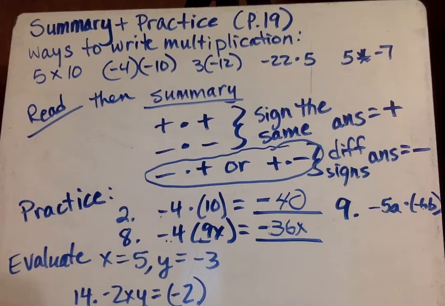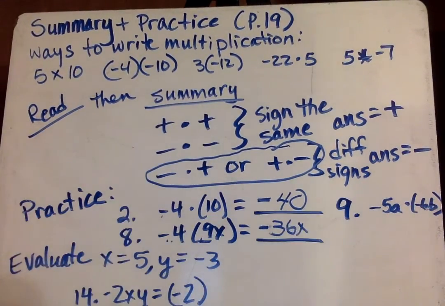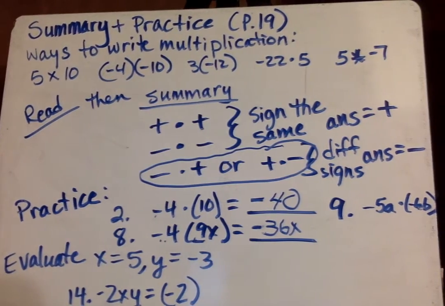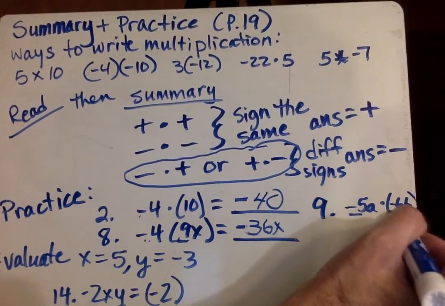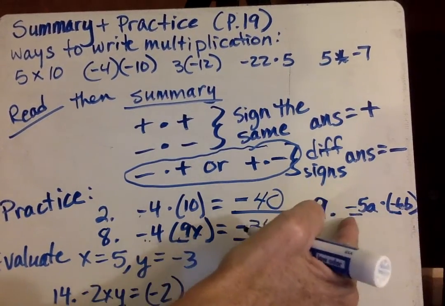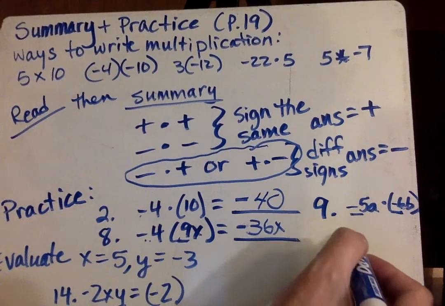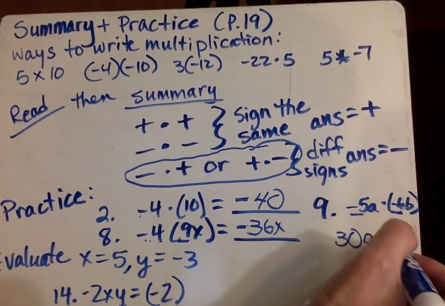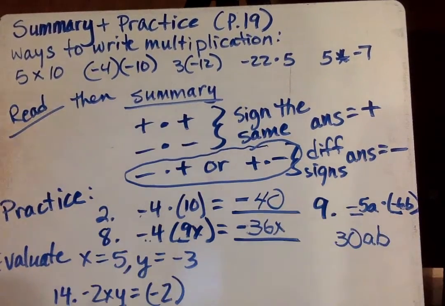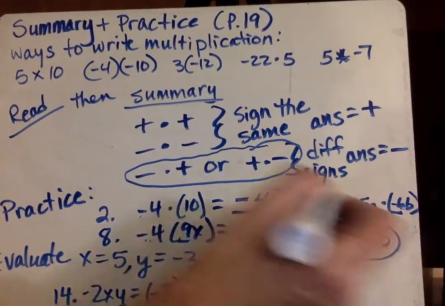Now, okay, so I went from 2 to 8. You can do the ones in between. I also wanted to do 9. If you want to, stop the video, do number 9, and let's see if you can get it right, okay? So number 9 over here, negative 5 times negative 6, okay? The signs are the same, so the answer is going to be positive. And we don't need to write a plus sign when it's positive. So we just go 5 times 6 is 30. And then we just carry the A and the B. You do not add these together, you just put them together like that. So the answer to 9 is 30AB.